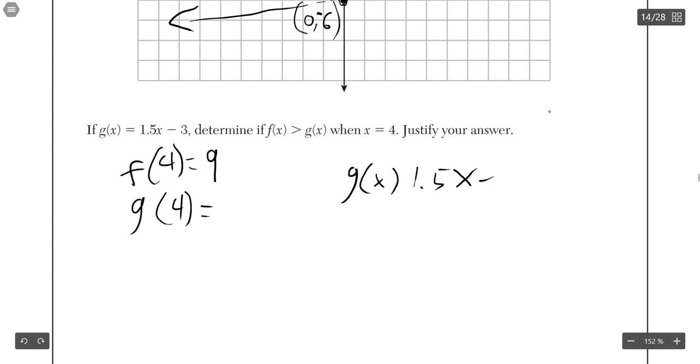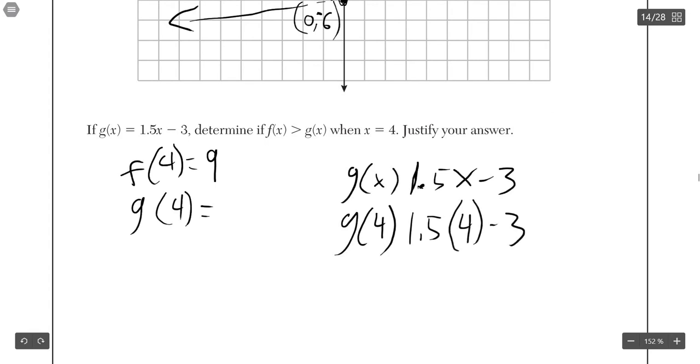1.5x minus 3. So we can graph this and then go to the table just like we did with f of x, or we could just plug it in ourselves. 1.5 times 4 minus 3. 1.5 times 4, if you're not sure, type it into the calculator. And even if you are sure, it can't hurt to double check. 4 times 1.5 is 6, minus 3 is 3.